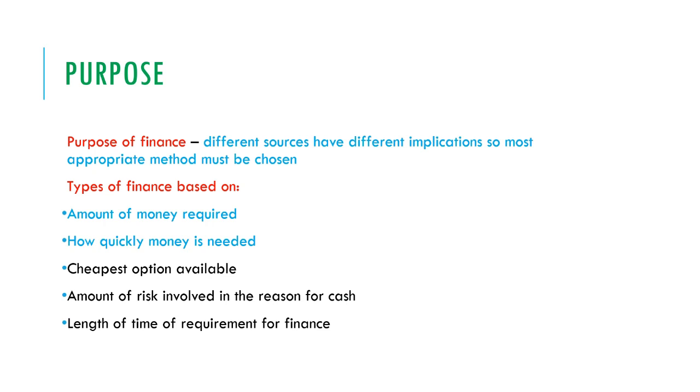So what is the purpose of finance? Well, a business needs different sources because they'll have different implications, and therefore you must choose the most appropriate method to finance your business. The types of finance are usually based on the amount of money that you require, how quickly you need the money, what's the cheapest option available, the amount of risk involved in the reason you need the cash, such as expansion to an abroad country, or the length of time you need the finance for.